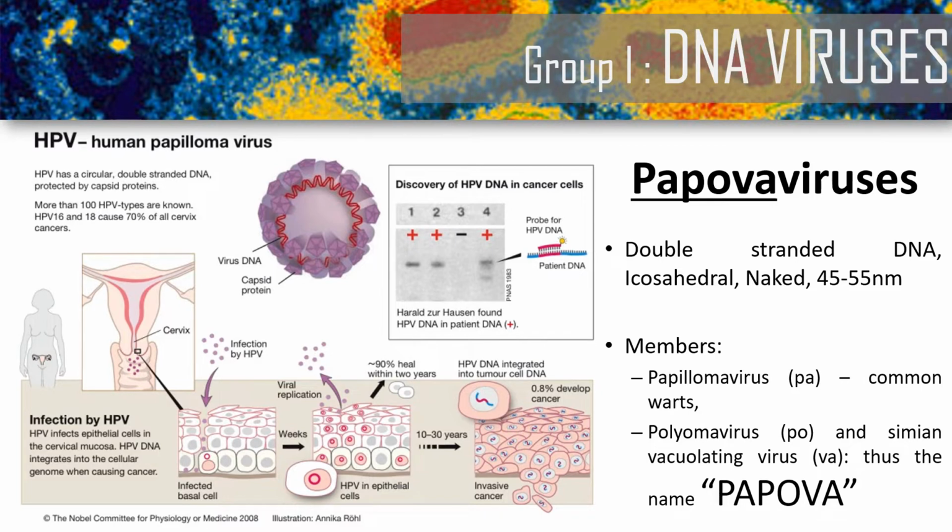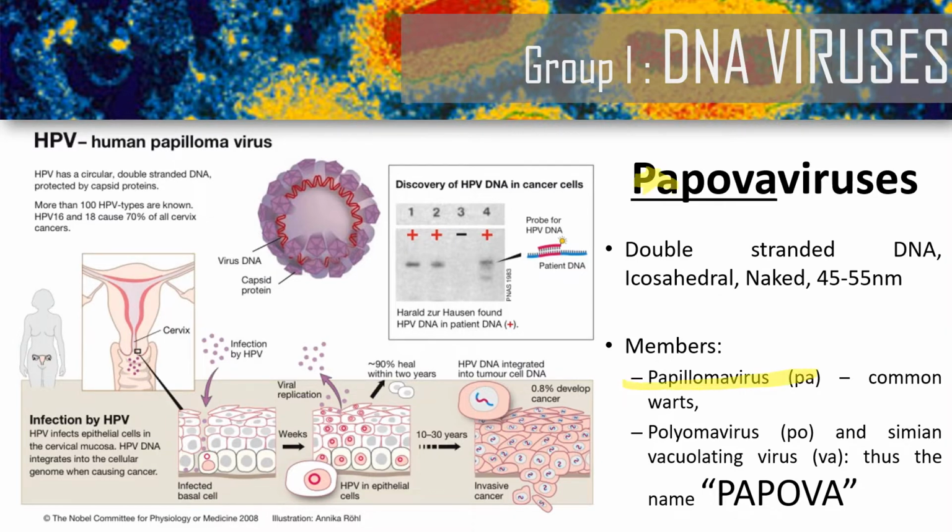Under Group 1 of Baltimore's classification, the DNA circular viruses, we have the Papillomaviruses. Papillomaviruses are a group of DNA viruses that share common characteristics. They are double-stranded DNA, icosahedral, naked, and somewhat small, 45 to 55 nanometers. As I mentioned earlier, it is a group of viruses, so it has three members. Let's highlight the Pa.